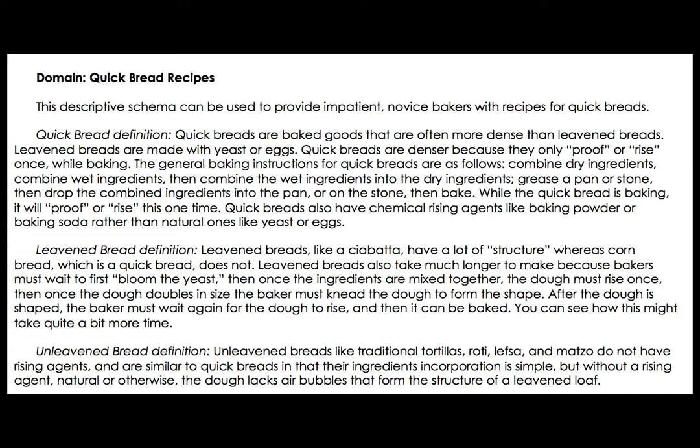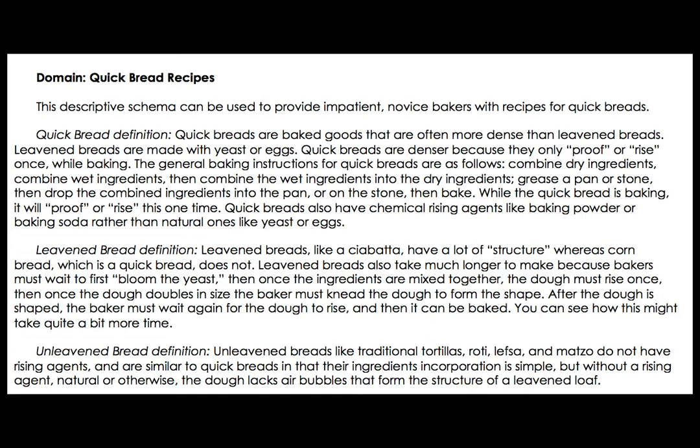So the general baking instructions for quick breads are to combine the dry ingredients, then combine the wet ingredients, so that's usually 2 separate bowls. Then you combine the wet ingredients into the dry ingredients, and then you grease the pan or the stone, and you drop the batter into the pan or onto the stone, and then you bake it. And then while it's baking, the quick bread is rising. So quick breads also have chemical rising agents like baking powder or baking soda, whereas leavened breads have natural rising agents like yeast or eggs.